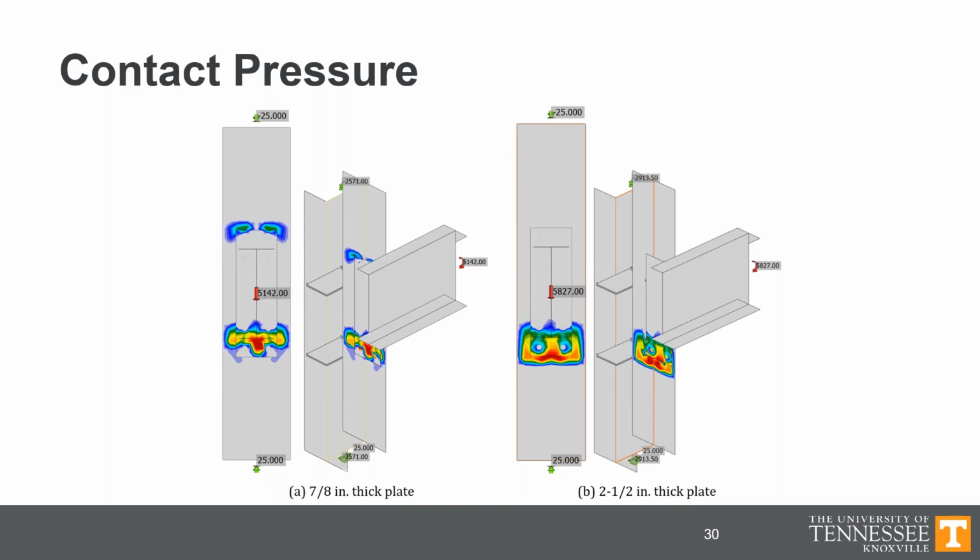And we can see that by looking at a couple different cases, with one with a thinner plate where the contact pressure is centered a bit closer to the flange. Note that in the traditional calculations, the contact pressure is assumed to be centered at the centroid of the flange. But as we get to thicker plates, comparing 7/8 to a 2.5 inch thick plate, you can see the contact pressure being the highest right at the tip of the flange.